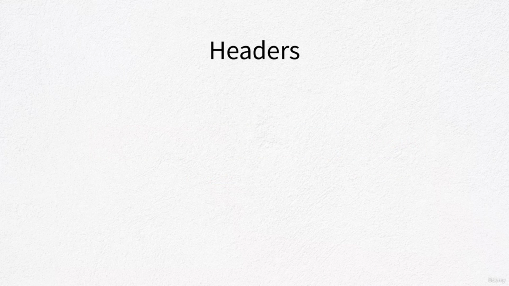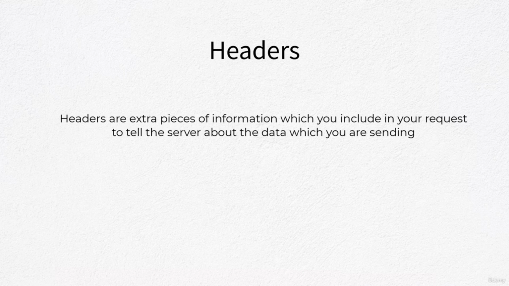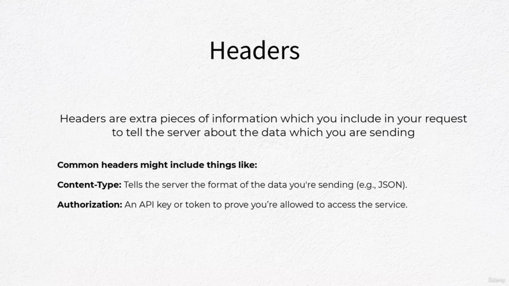And after parameters, the next thing is header. So headers are extra pieces of information which you include inside your request to tell the server about the data which you are sending. So in header, we usually pass a field called content type, and there we can specify the type of data or content we are sending. And then we usually pass an API key in the header, which is used by the server to authenticate whether we can access their API or not. And we are going to use these things inside our application.